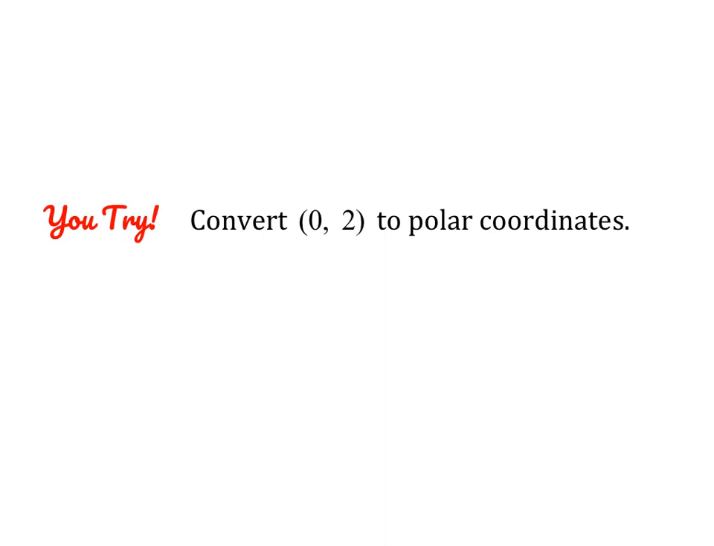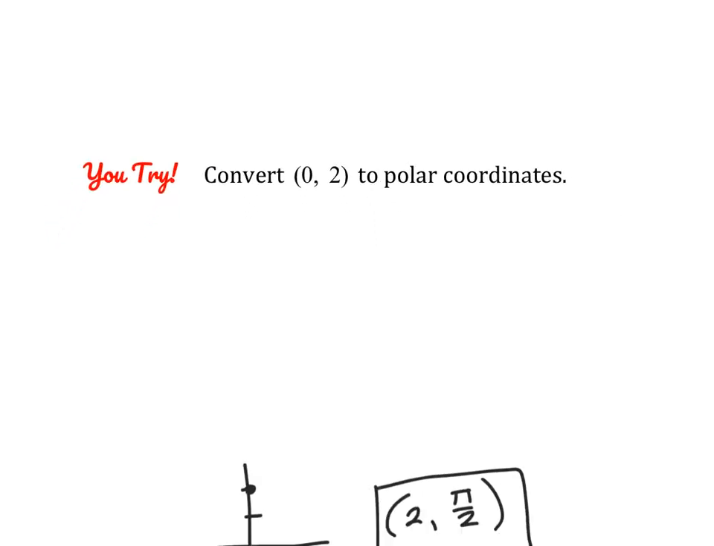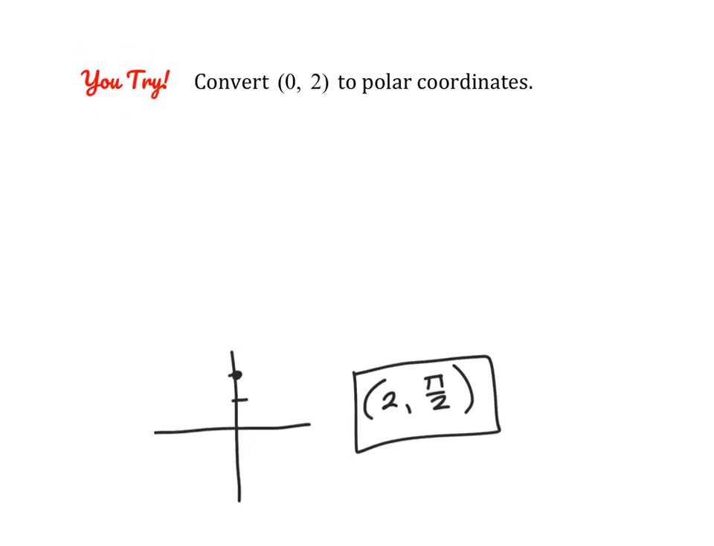All right, go ahead and pause the video and give this one a try. All right, so here, if our rectangular coordinate is (0, 2), I can see that this is 2 units away, which means that the r value is 2, and this is at 90 degrees, or pi over 2.